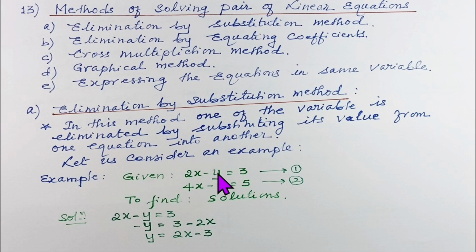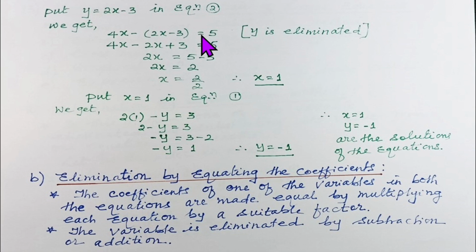We are given 2x minus y equal to 3 as one equation, and 4x minus y equal to 5 as another equation. To solve these equations, we first have to eliminate one of the variables in one equation. So for that we have to find the value of y from one equation. I have taken the first equation here, 2x minus y equal to 3. By solving, we get y is equal to 2x minus 3. Now put this value of y in the second equation.